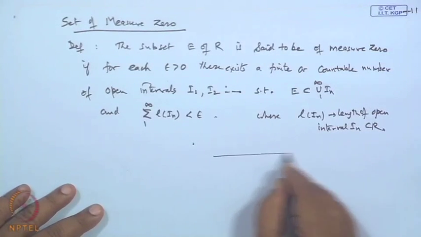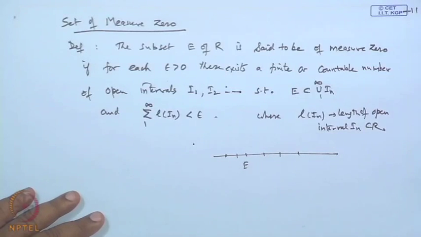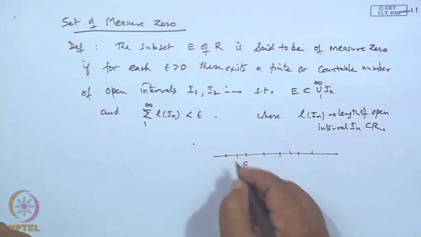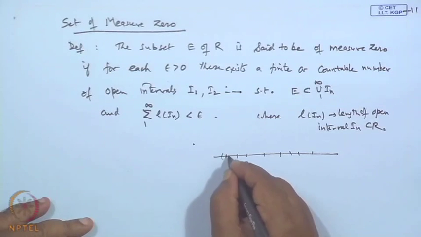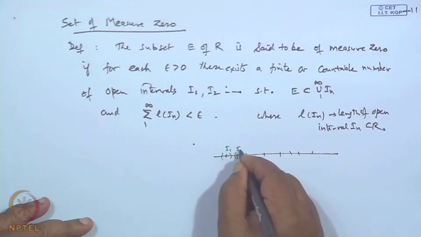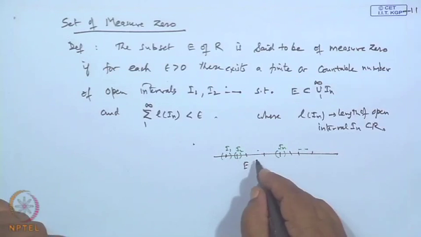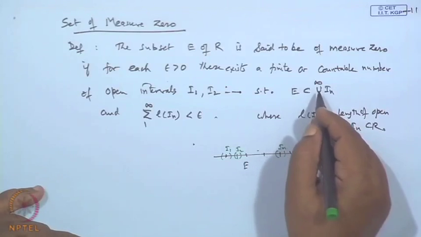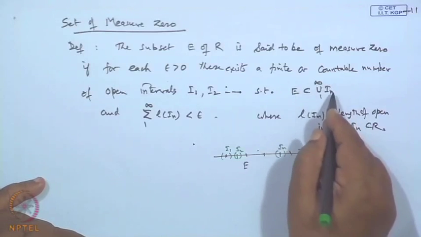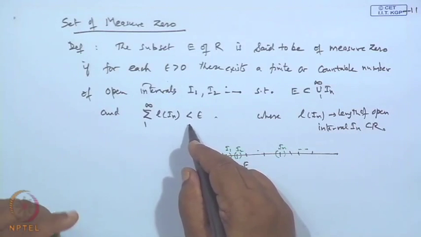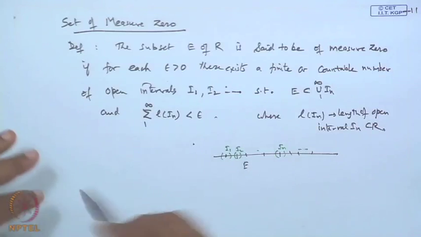So, what do you mean by that? Suppose a subset E is there, suppose these are the points in E. This set E is said to be of measure 0 if we are able to enclose these points by means of open intervals I1, I2, say In and so on, such that the countable union of these covers E, meaning all the points of E belong to the countable union of In, but the sum of their lengths does not exceed epsilon. Then we say the set E is said to be of measure 0.